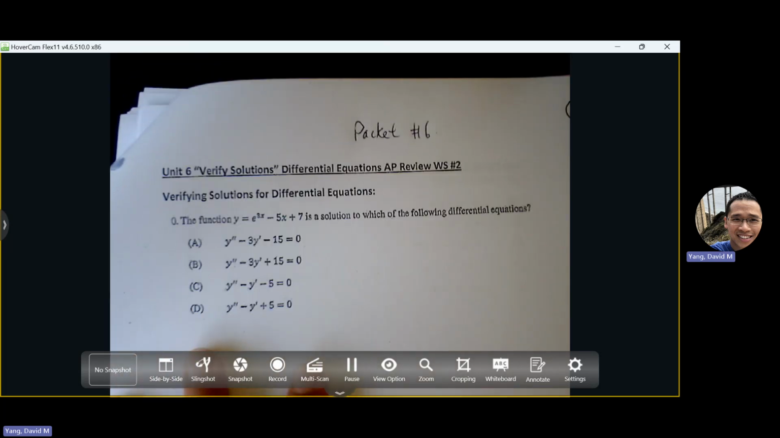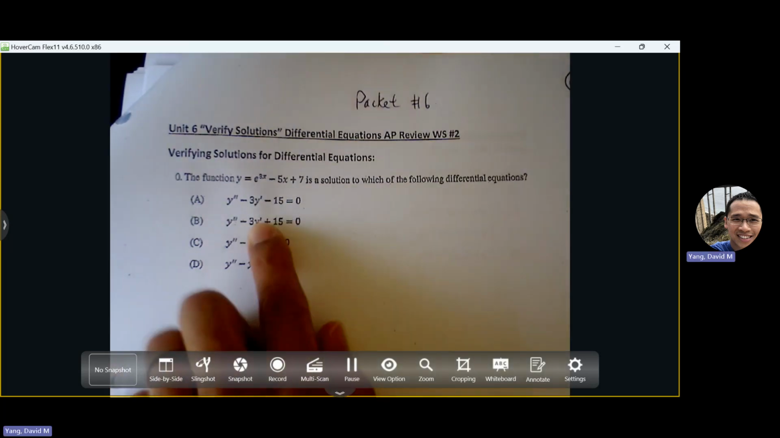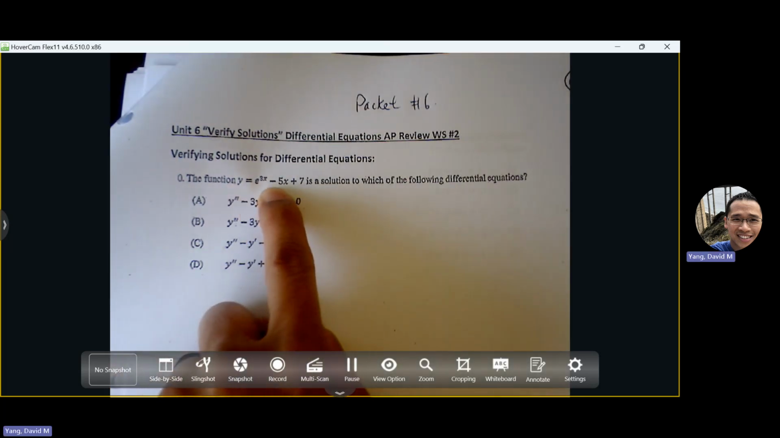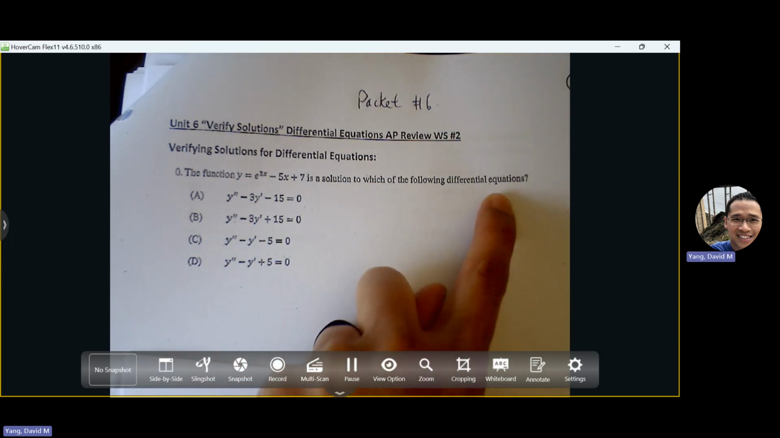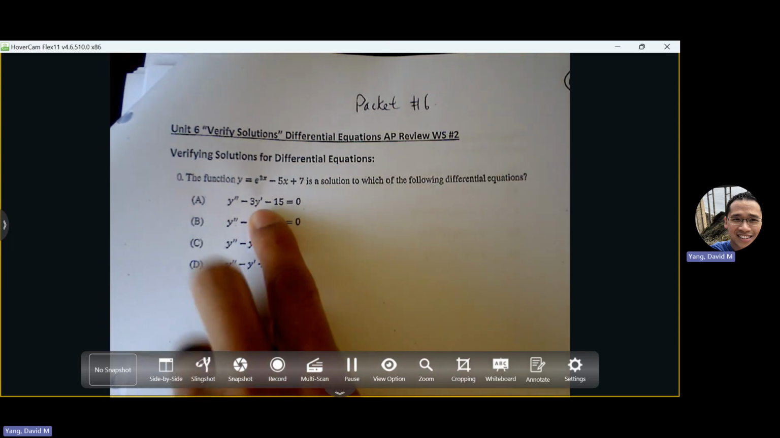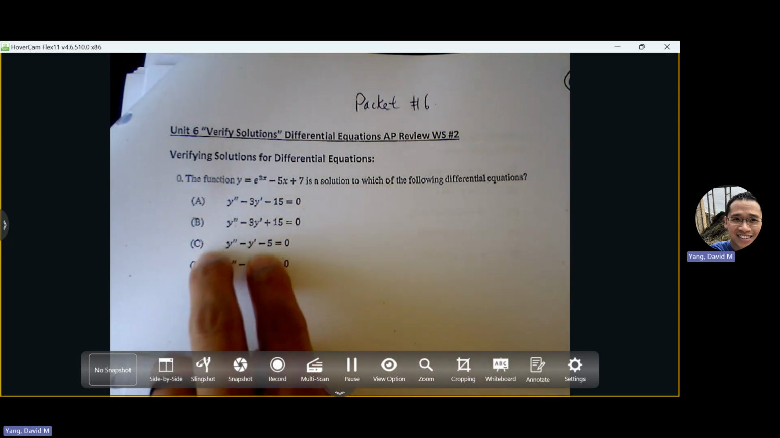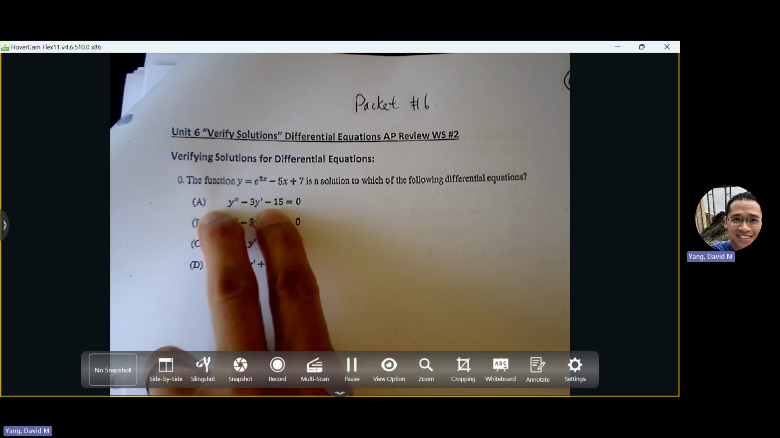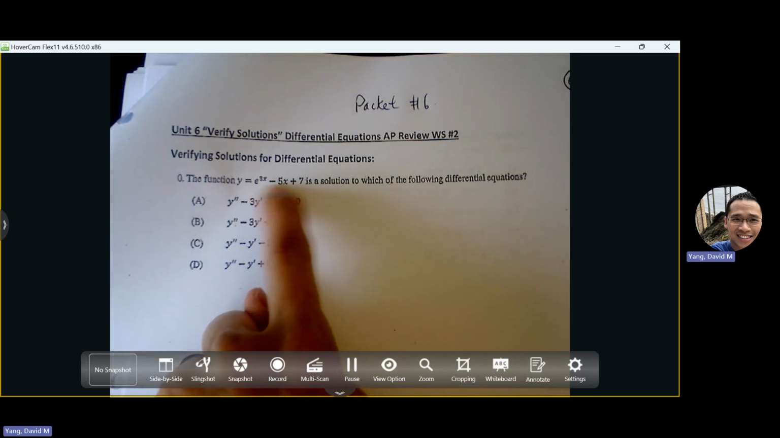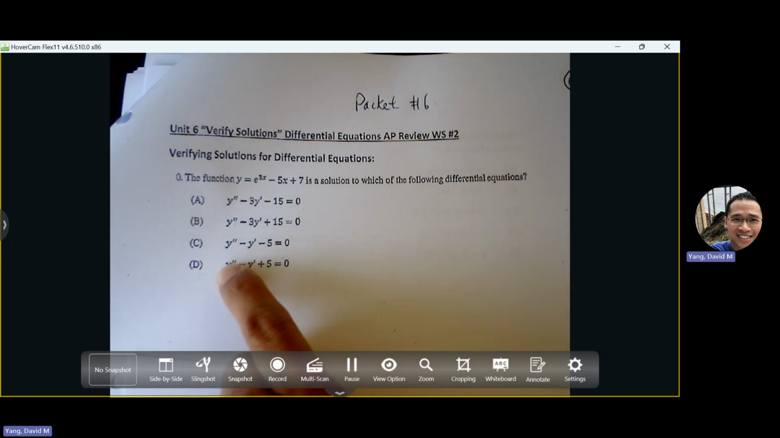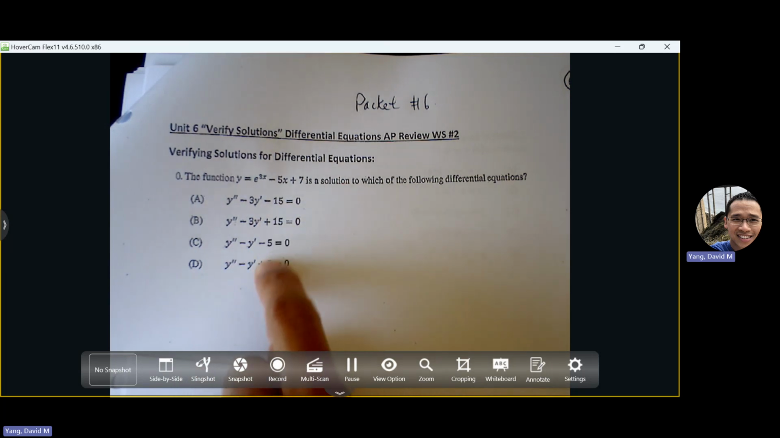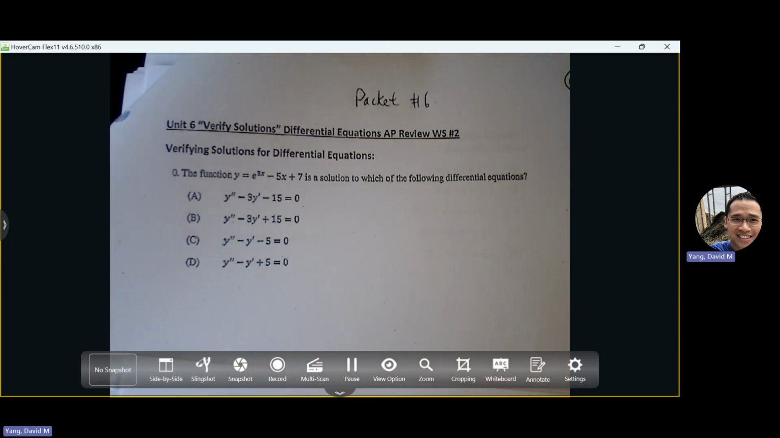So if we look at, again, page 63, the function e to the 3x minus 5x plus 7 is a solution to which of the following differential equations. You have all these references to y prime and y double prime. So let's do this. Let's find y prime and y double prime, and then we'll plug into each of them and see which one is going to be a true statement. And only one of them will stand out as a true statement. Okay, so.